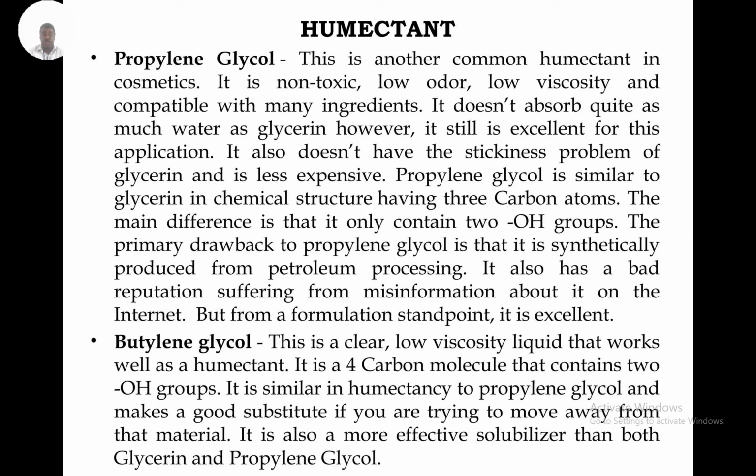Next is butylene glycol. This is a clear, low viscosity liquid that works well as a humectant. It is a 4-carbon molecule that contains 2 OH groups. It is similar in humectancy to propylene glycol and makes a good substitute. And it's a more effective solubilizer than both glycerin and propylene glycol.